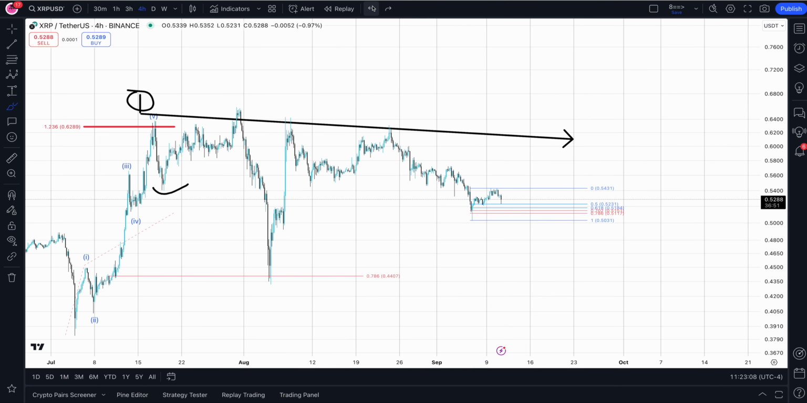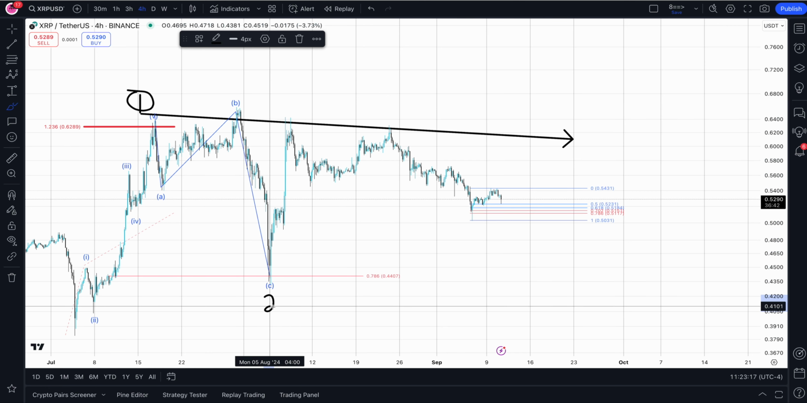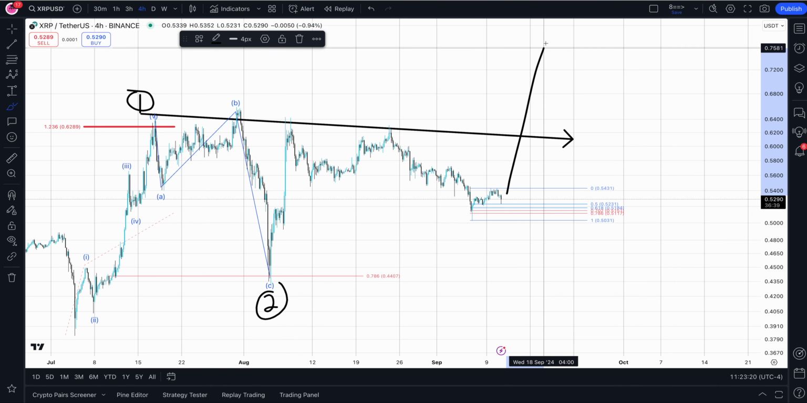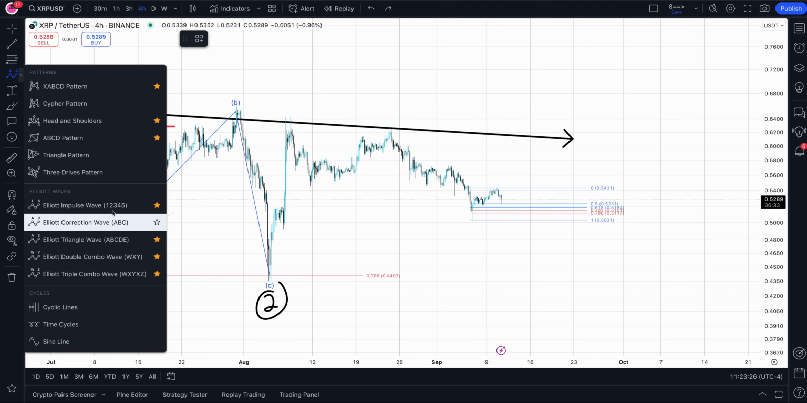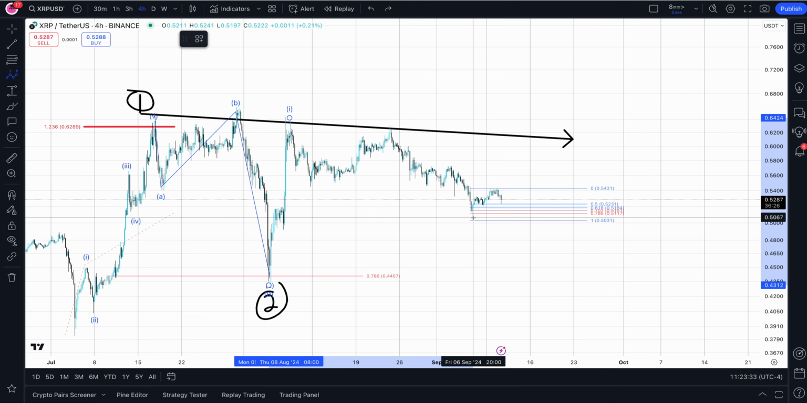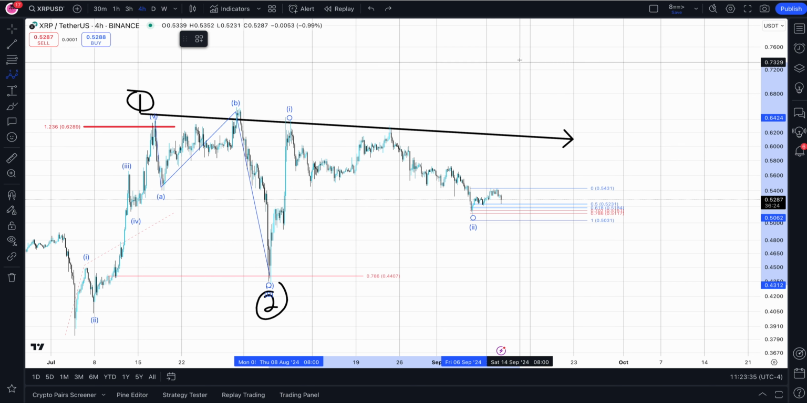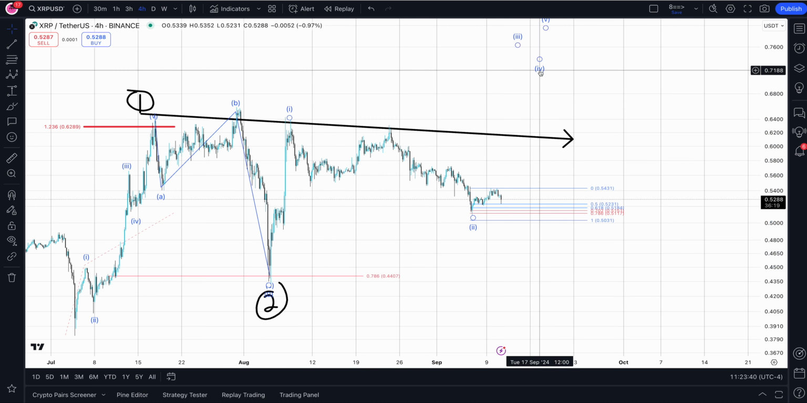Now, there's 2 scenarios here. The first scenario would be that this over here is your A, B, C correction, and this would be our wave 2, and now we're working on our 3rd wave to the upside. Right, so then if this was our wave 2, then that would mean that this would be our subwave 1 of 3, and our subwave 2 of 3 is forming right now, before we have a subwave 3, 4, and 5 all the way up there.